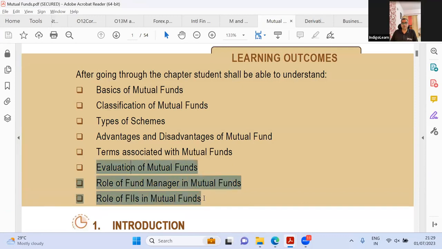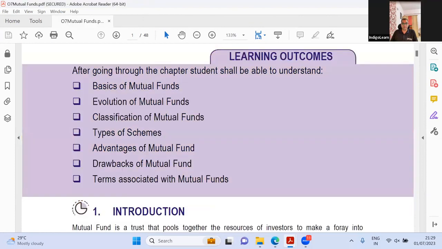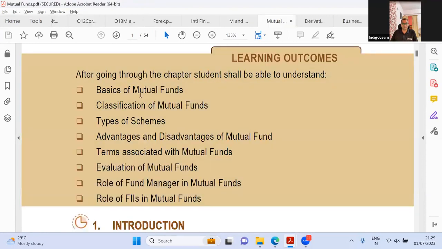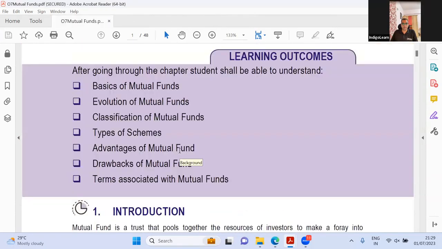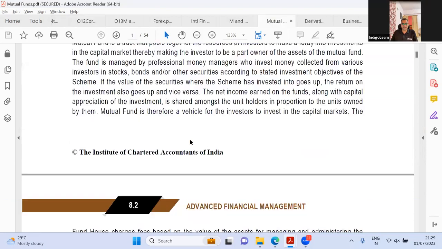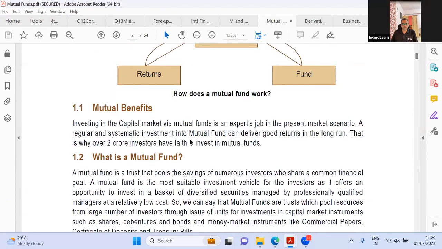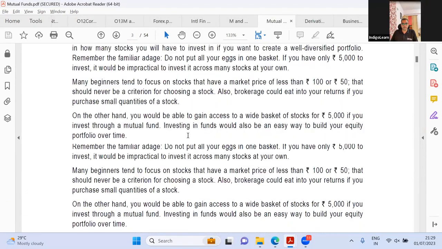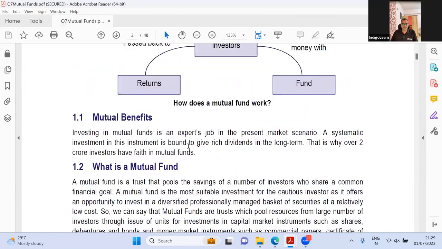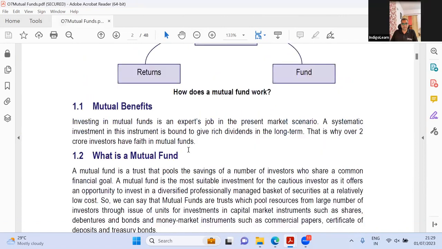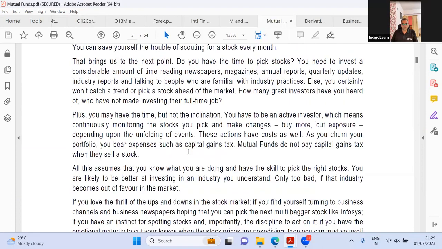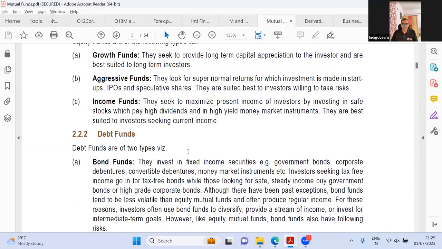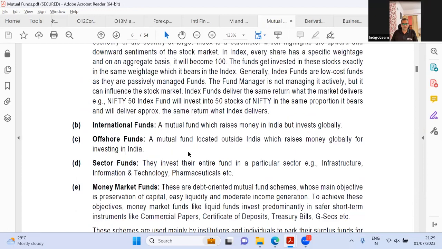Evaluation of mutual funds, role of fund manager, and role of FIs. So I think they've added these three new aspects, evaluation, classification, types. So they didn't have evaluation. So I think they moved that out from the old syllabus. Let us see what they have added. Should we invest in stocks or mutual funds? Is that there? Yeah, that is there. It is pretty much the same stuff. So let us see if they've added anything new. What is it that they've added? Thematic, arbitrage, all of this is same.